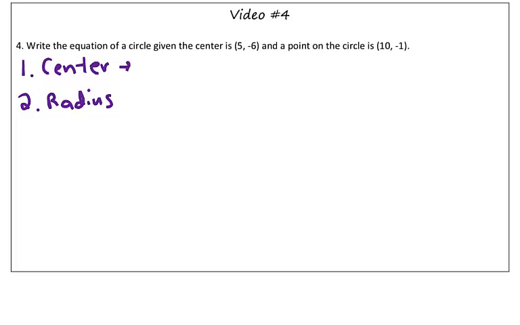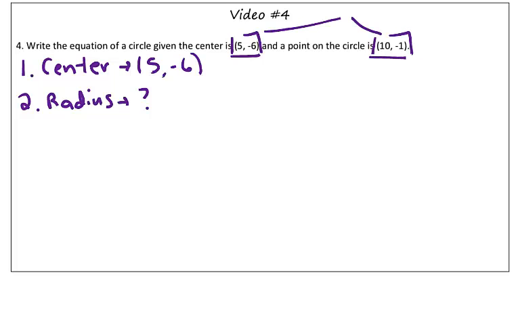Well, we're given the center. They tell us the center is 5, -6. But we don't know what our radius is. That's what we actually have to solve for. And based on what they give us, if we know the center and any point on the circle, we can use these 2 points to find the radius using the distance formula. Why this works is we know the distance from the center to any point on the circle would be the radius. And since all radii are congruent, we can use the distance formula to find this distance, and that will give us the radius of the circle.